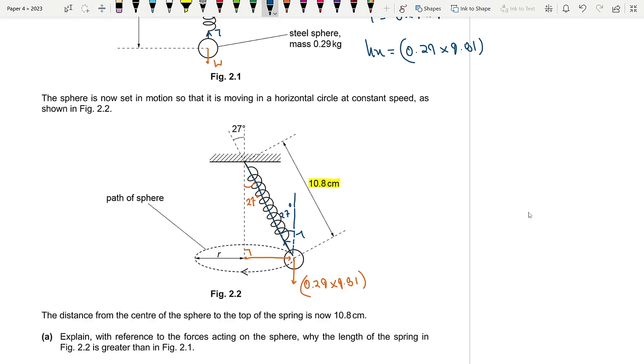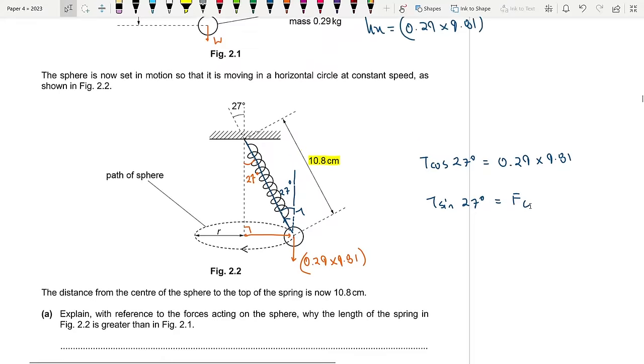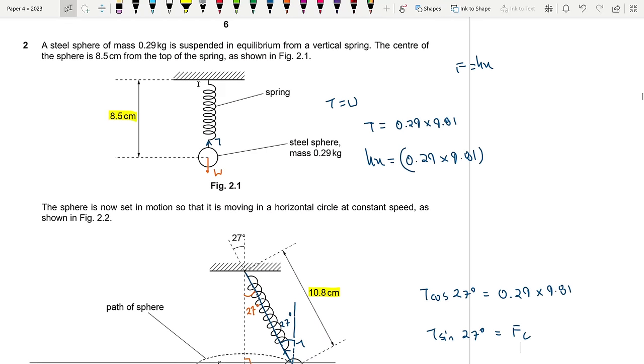Okay. So we can actually say now that there are two components of T. T cos 27 degrees is actually balancing the weight. At the same time, T sine 27 degrees is actually providing the centripetal force. It is the force towards the center, okay? So, basically, since it was vertical before and T only provided enough force to balance the weight, it was smaller. The extension was smaller.